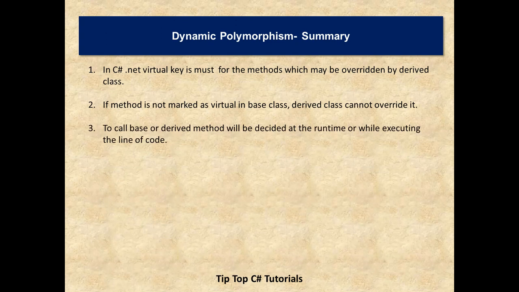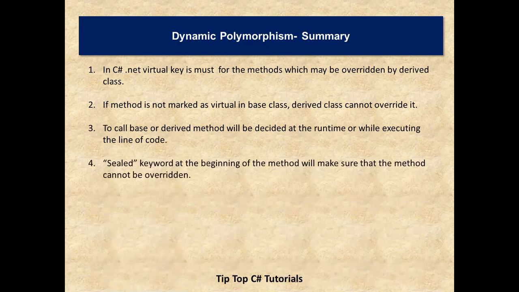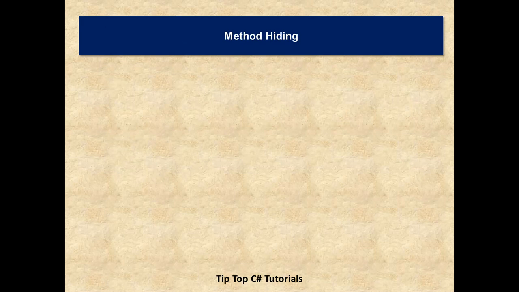C#, .NET decides whether to call the base method or the derived method at runtime, while executing a specific line of code. That's why it is called dynamic polymorphism. Sealed keyword, as we already understood the importance of the sealed keyword, by specifying the sealed keyword, the user specifies that now you cannot override this one.